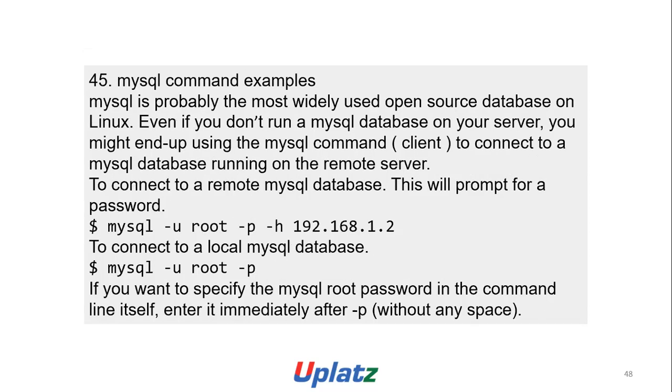MySQL command example. MySQL is probably the most widely used open source database on Linux. Even if you don't run a MySQL database on your server, you might end up using the MySQL command client to connect to a MySQL database running on a remote server. To connect to a remote MySQL database, which will prompt for a password: mysql -u root -p -h 192.168.1.2. To connect to a local MySQL database: mysql -u root -p. If you want to specify the MySQL root password on the command line itself, enter it immediately after -p without any space.